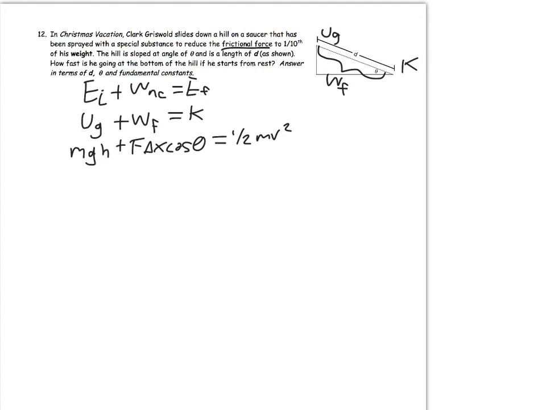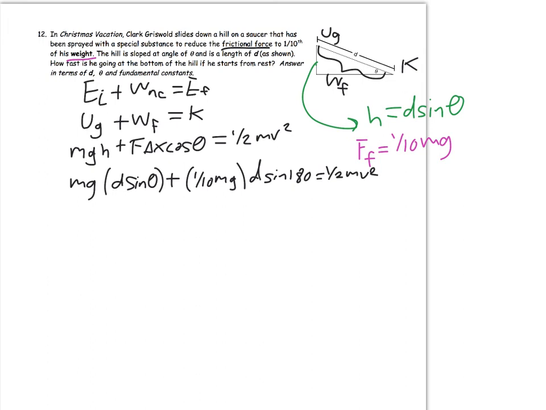So there's our setup. We do have a few things we can do here. Number one, we don't know the height, but we do know this length and we do know that angle. So that means that this height here is just going to be d sine of theta, basically the y component of that distance. We also know that our frictional force is 1/10 of our weight. Okay, so 1/10 of mg. Keep in mind that it says weight, not mass. Weight is the force of gravity. So we can substitute those things into our equation here.